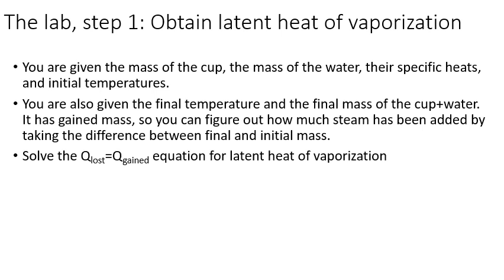So the first part of the lab, step one, is obtaining the latent heat of vaporization. So you are given the mass of the cup, the mass of the water, their specific heats and temperatures. You're also given the final temperature and final mass of the cup plus water. Note that this thing has gained mass because you've added steam to it. So that's how you figure out how much steam was added, right? You subtract the initial mass from the final mass, and that's how you get the steam mass. And then you just need to solve this energy lost is equal to energy gained, and solve that for the latent heat of vaporization, because it's the only variable you don't know in the end.